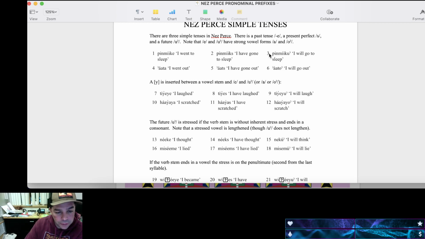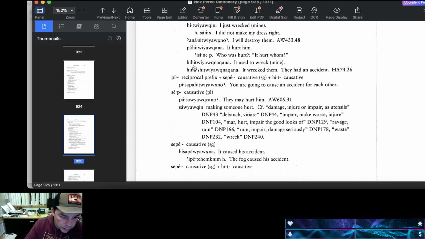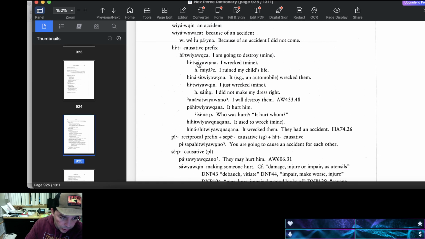So we have nothing in front of pinmeek, which means it's either first or second person. And then we have this u on the end, which means it's the future tense. So then it becomes I will go to sleep. And that's what so much of what's happening in the dictionary is doing: we're putting this stuff on the front of the root word that we're talking about, and then we're putting stuff on the end, and that's how we're understanding who did what to who and when they did it.